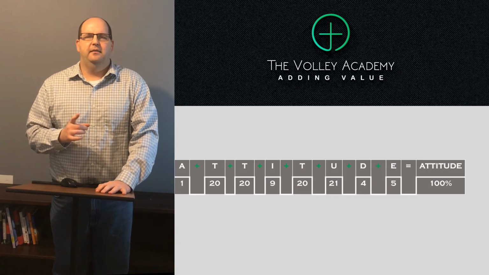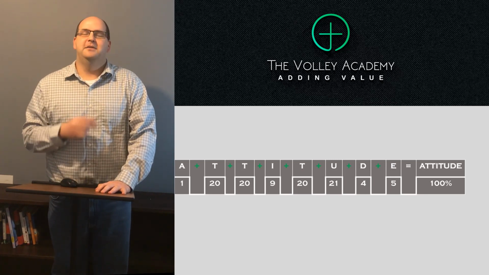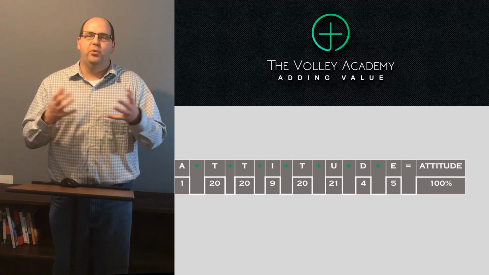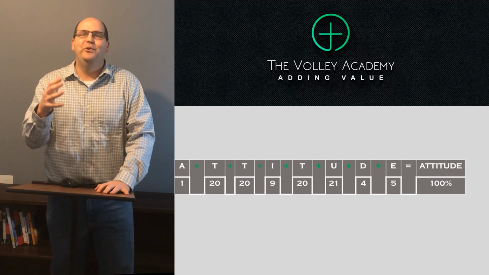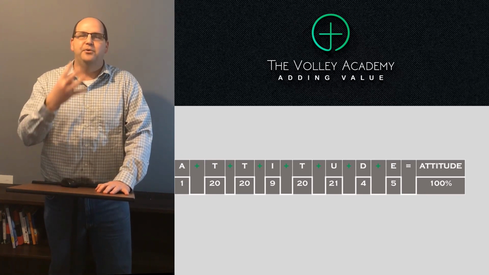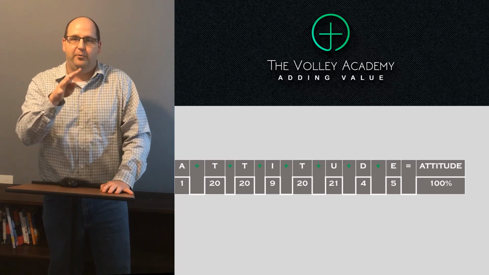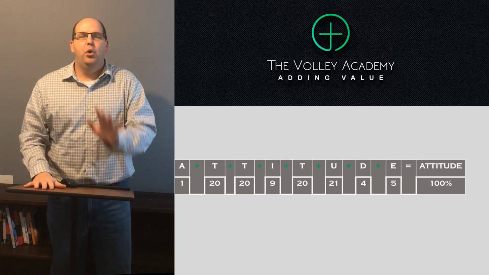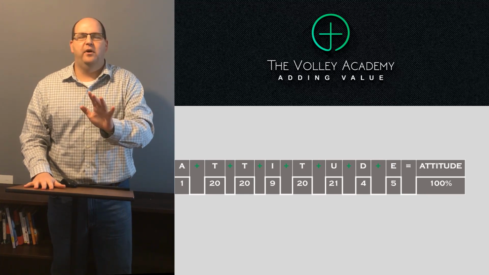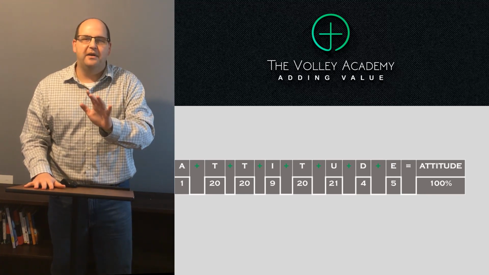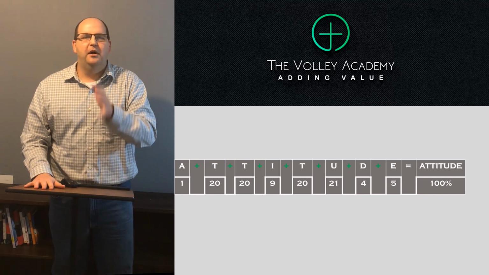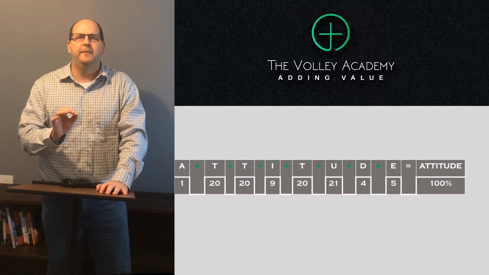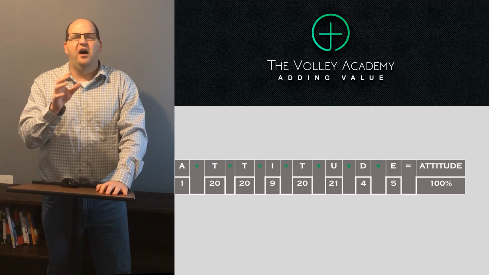A is equal to 1. T is equal to 20. T is equal to 20. I is equal to 9. T, again, is equal to 20. You don't have to go very far to find U is equal to 21. D is equal to 4, my favorite number and my favorite letter, by the way. And then E is equal to 5. Let's add those all up. 1 plus 20 plus 20 plus 9 plus 20 plus 21 plus 4 plus 5. I think that I got that all right, but if not, it's just right next to us. Take a look at that real quick. All those added together give 100.